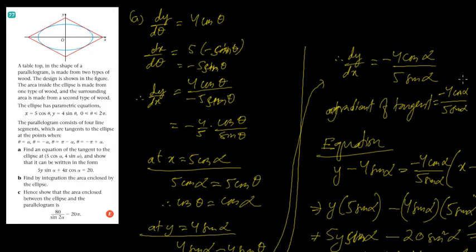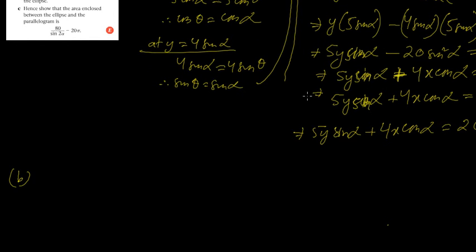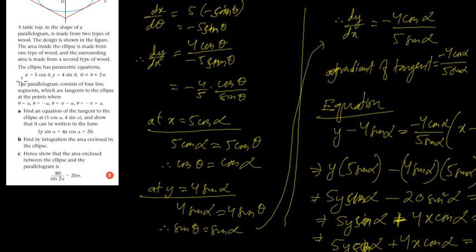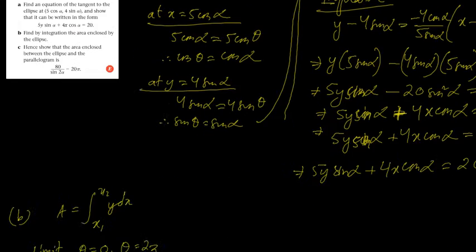So the Cartesian area would be the integral from x1 to x2 of y dx. So the limit here would be theta equals 0 because it's a complete circle, to theta equals 2 pi. So we have the limits now. The first thing that we need to know after the limit is dx. So x equals 5 cos theta.